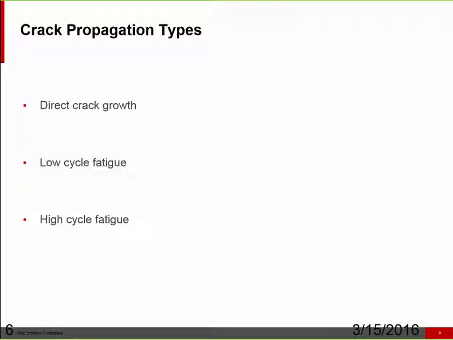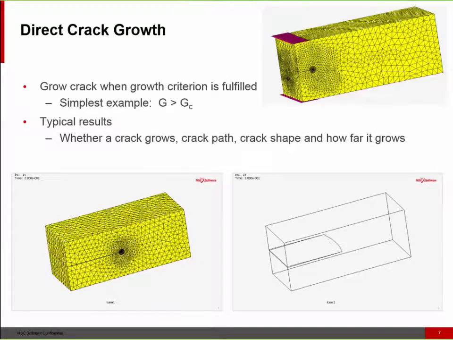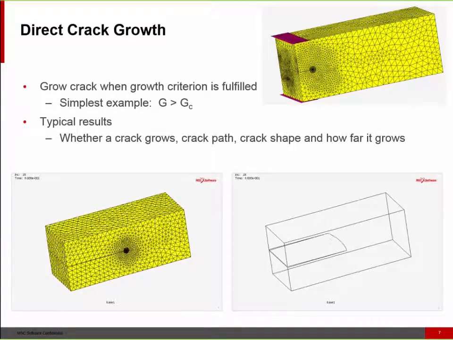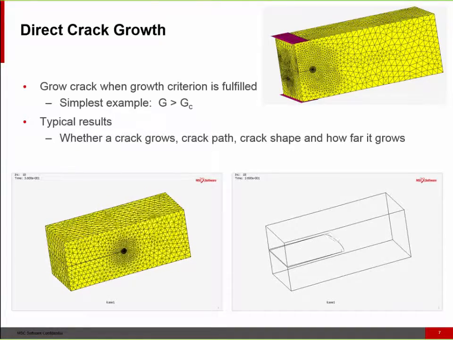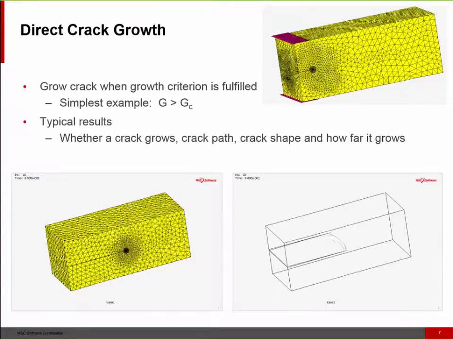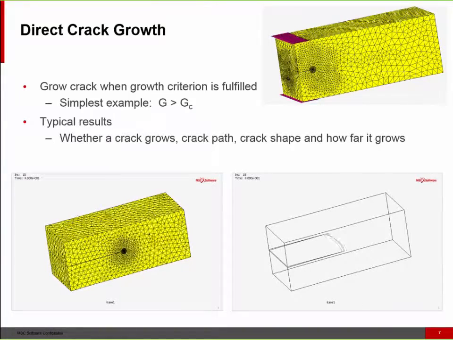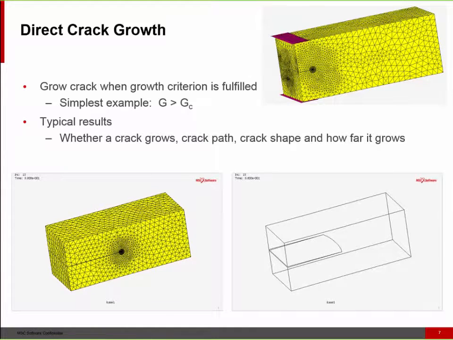There are three different types of crack propagation analysis in Marc, and we will discuss them in more details with the following slides. For direct crack growth, the structure is under some loadings, and the crack will grow if some criterion is reached. For example, in this case, G larger than GC. G here is the energy release rate, and GC is a critical number. And typically for this kind of analysis, we want to know if the crack will grow, what is the crack path, the crack shape, and how far it can go.